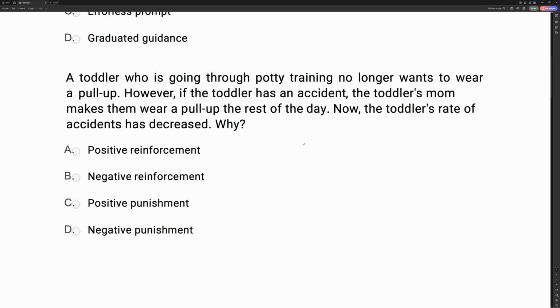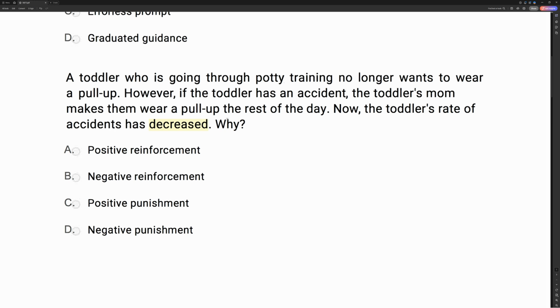And so, with behavior change and consequences, we're always asking ourselves, how did the behavior change? Meaning, did it increase? Did it decrease? No change. In this case, the toddler's rate of accidents decreased. And if we see a behavior has decreased, we know it's not reinforcement because reinforcement only increases. So it has to be punishment or extinction.